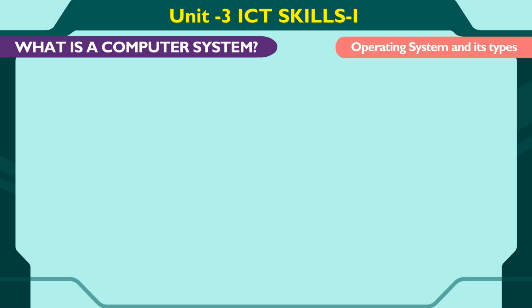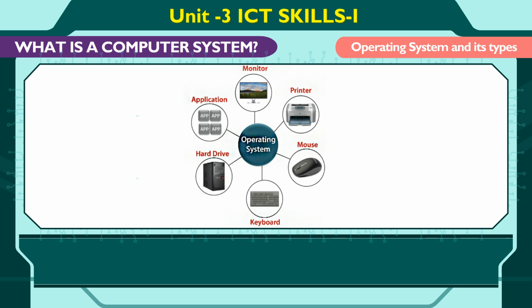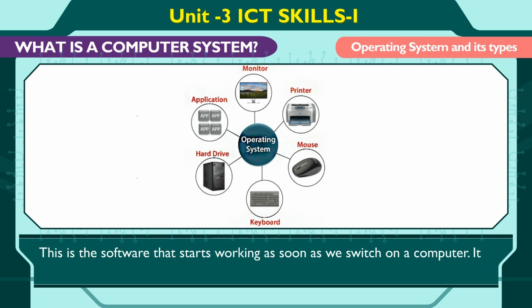Operating system and its types. We have already learned that the operating system is the most important software on a computer or mobile device. This is the software that starts working as soon as we switch on a computer. It displays the desktop on the monitor.